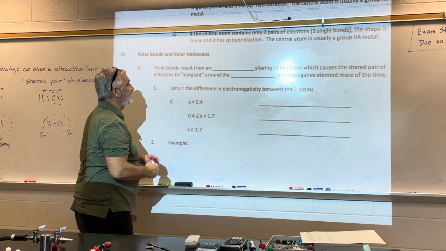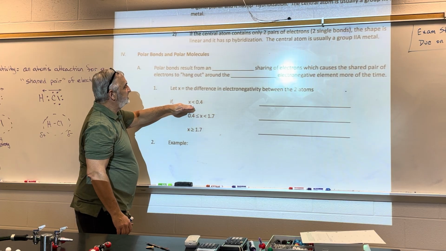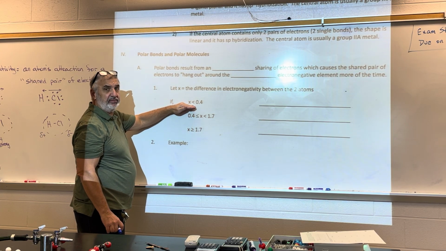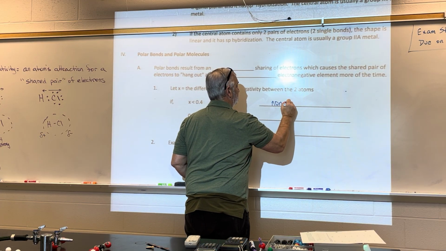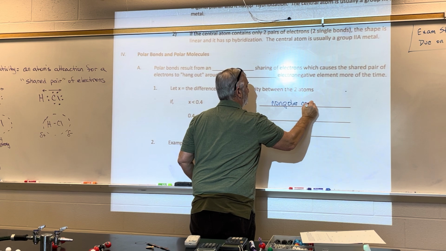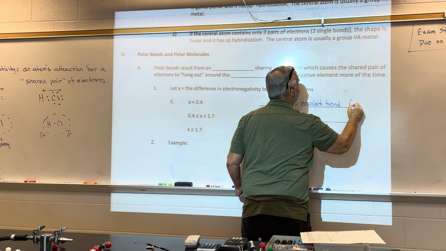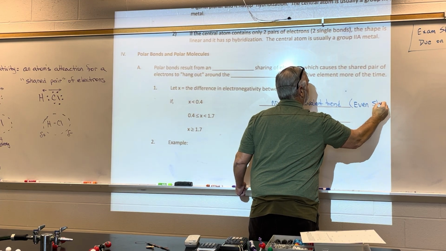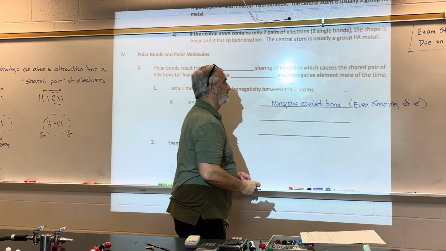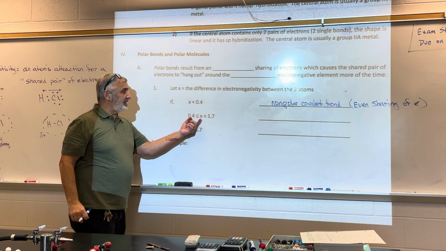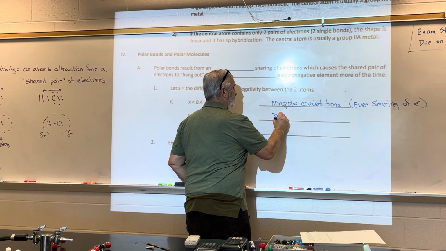When we're looking at our scale, we're gonna let the X equal the difference in electronegativity. If the difference in electronegativity between the two atoms that are bonding is less than 0.4, we're gonna call it a nonpolar bond. This means it's gonna have an even sharing. But if X is between 0.4 and 1.7, we're going to call it a polar covalent bond.